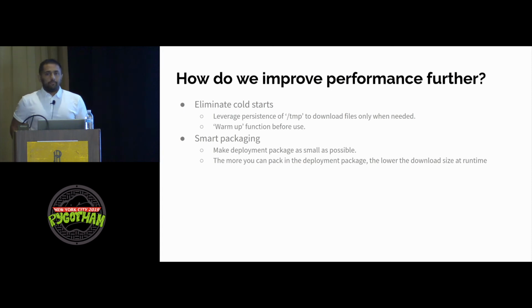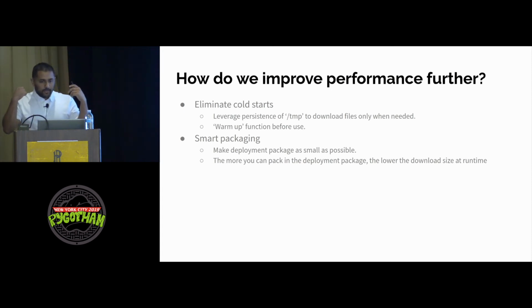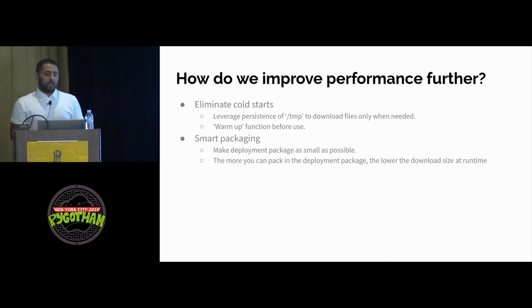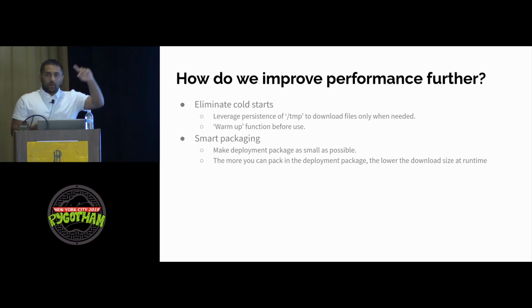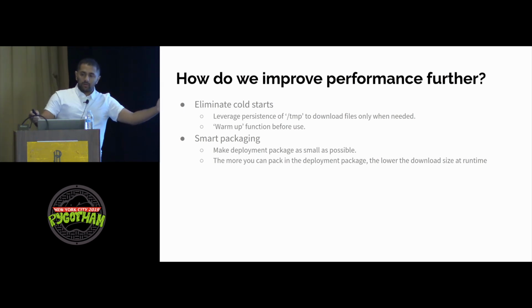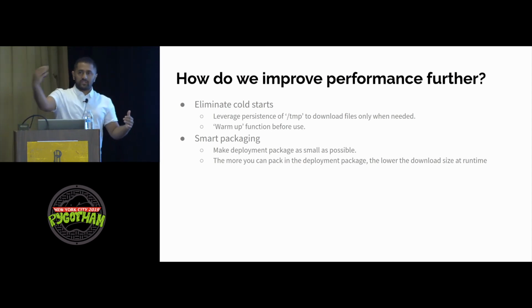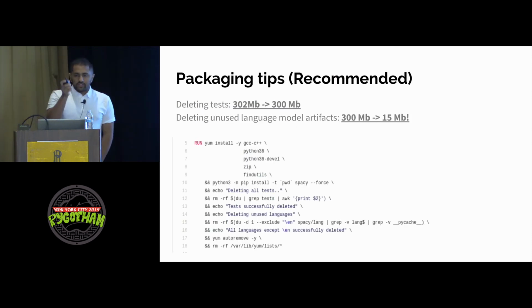Smart packaging. Make your deployment packages as small as possible. Just put in as little as you need. If you trim it sufficiently, the one time you're downloading that heavy payload, it'll take less Lambda runtime to successfully complete that network transfer. Now, packaging tips.